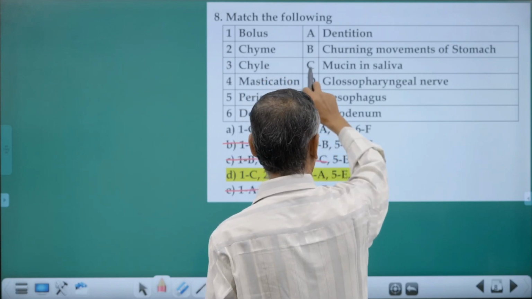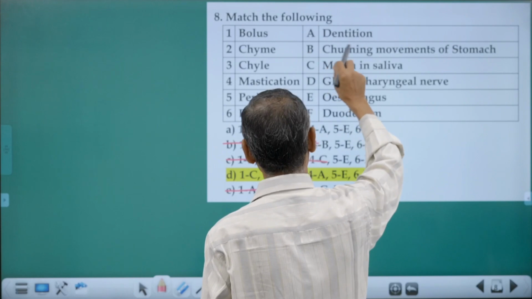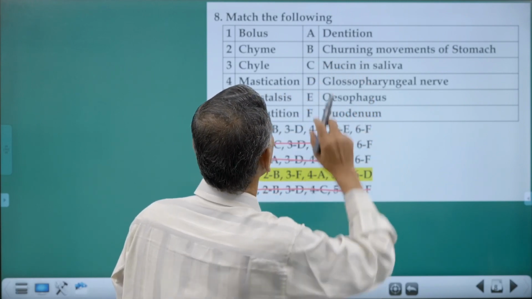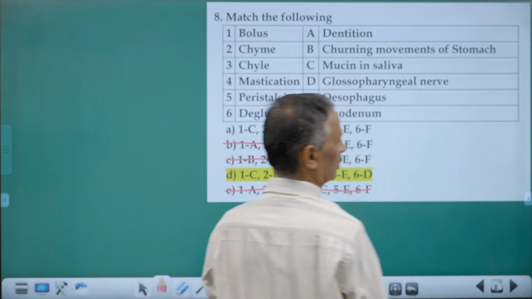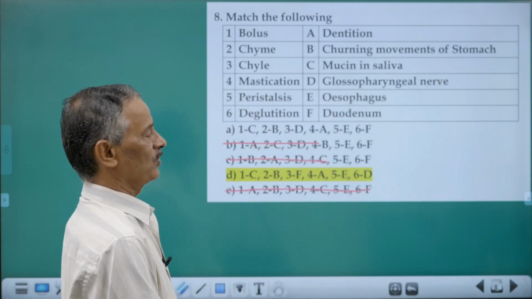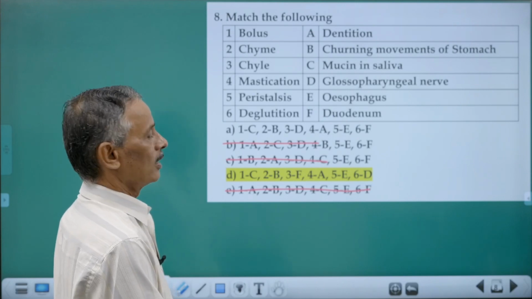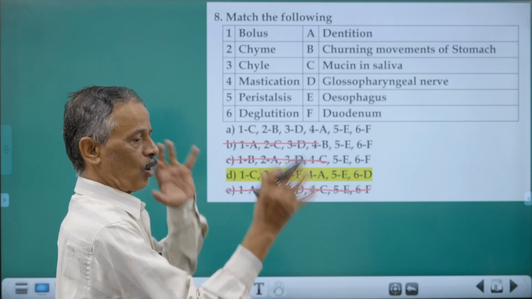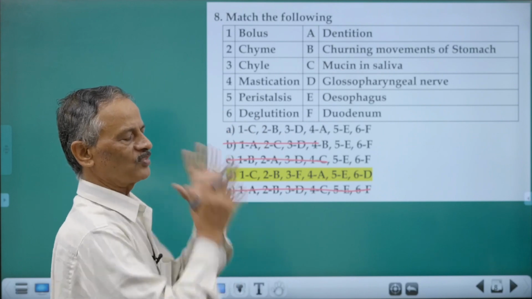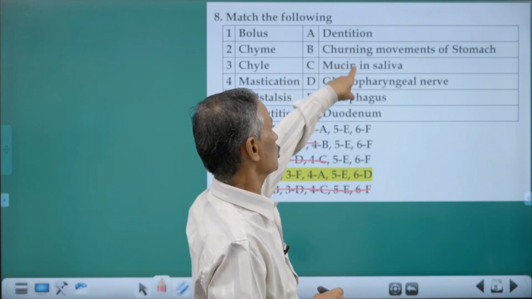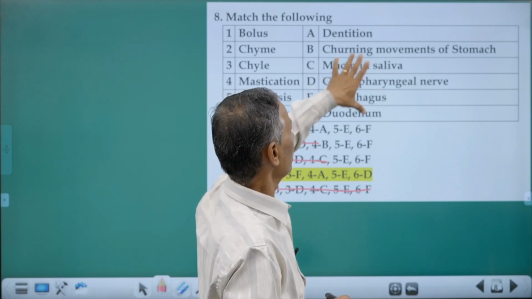What is chyme? Chyme is the semi-solid digested food that is coming from the stomach. So chyme is formed by the churning movement of the stomach, semi-digested. Both physical and chemical digestion take place inside the stomach. That physical process of rolling and pulverizing of the food within the stomach by the muscles of the stomach wall is called churning movement.